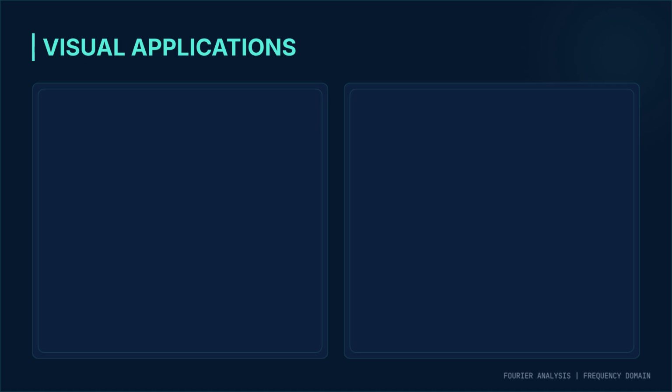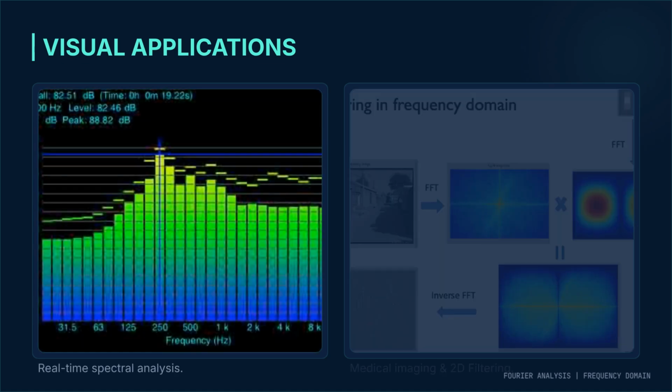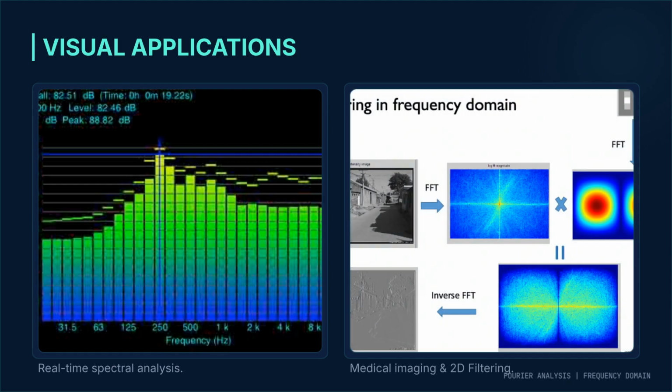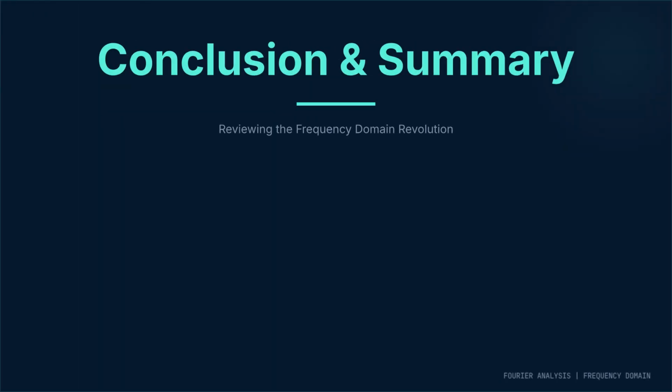Visually, the Fourier transform enables real-time spectral analysis of signals. It is also key in medical imaging and 2D filtering, allowing for image enhancement and feature extraction in frequency space. This concludes our deep dive into the Fourier transform and frequency domain analysis. We've reviewed the mathematical elegance and wide-reaching utility of this transformation.